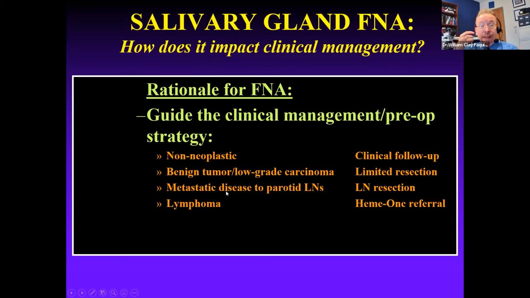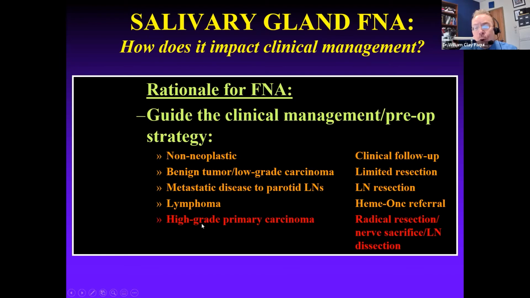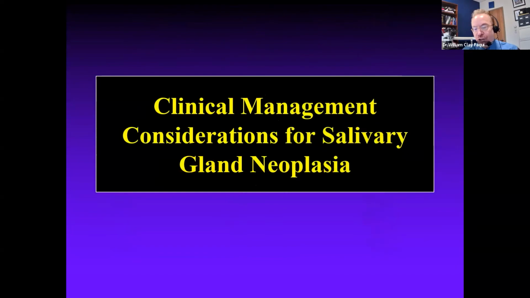If it's metastatic disease or lymphoma involving a periparotid or intraparotid lymph node, we do a great job at FNA at diagnosing mets to lymph nodes, as well as pairing our FNA with flow cytometry and diagnosing lymphoma. And if it's lymphoma, the patient can get a hem-onc referral. And then importantly, if we make a diagnosis on FNA of a high-grade primary cancer of the salivary gland, that's really an important thing for the clinician, because it gives them the green light to do a more radical resection. Maybe they'll do a nerve sacrifice and maybe even a lymph node dissection.